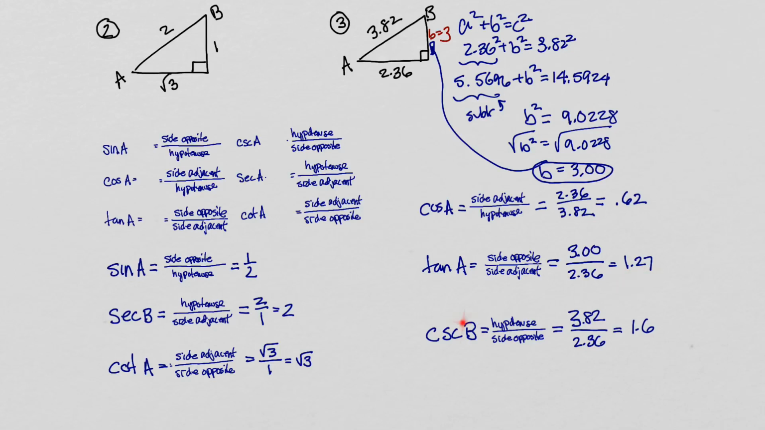And now finally, for the cosecant of b, let's follow it up to the definition here. The cosecant is the hypotenuse over the side opposite. Hypotenuse over the side opposite. So follow it up to the triangle. Here's b. Now it's the hypotenuse, which is 3.82, over the side opposite, 2.36. So hypotenuse over opposite, right? There's our angle that we're looking at. Hypotenuse over opposite, that's opposite b. So it's going to be 3.82, the hypotenuse, over the opposite, 2.36. That division gave me 1.6.